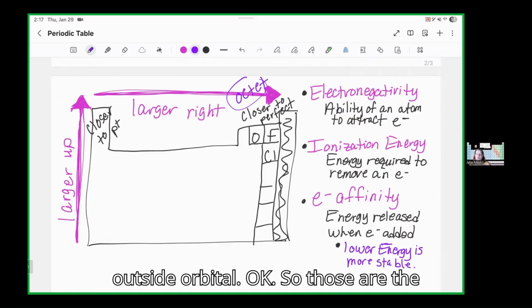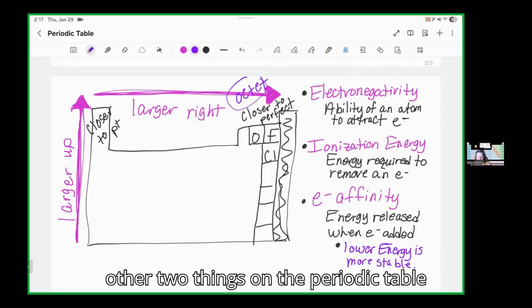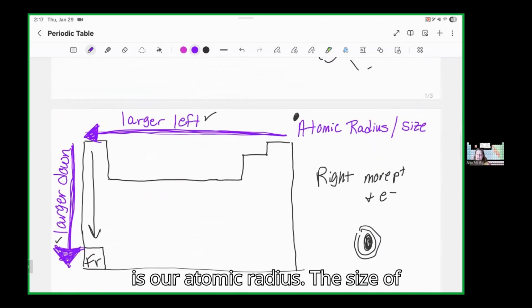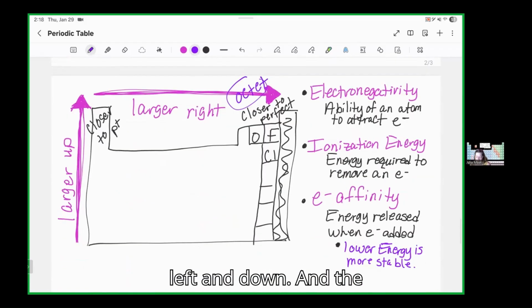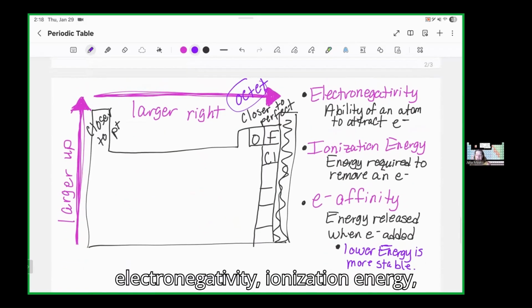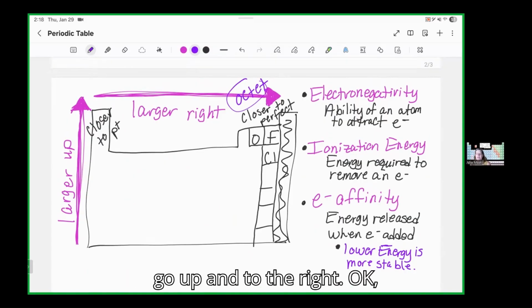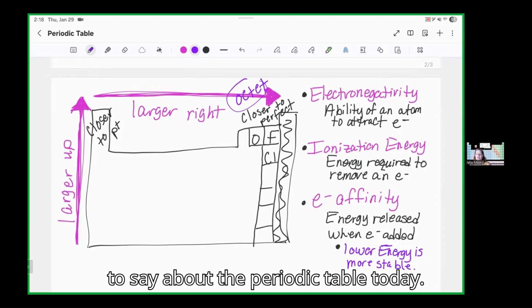Those are the other two things on the periodic table. Our atomic radius, the size of the atom, gets larger as you go left and down, and the electronegativity, ionization energy, and electron affinity get larger as you go up and to the right. I believe that's all I have to say about the periodic table today.